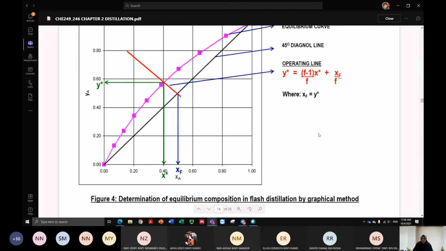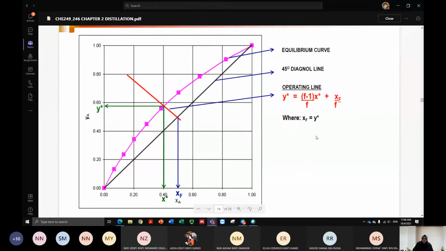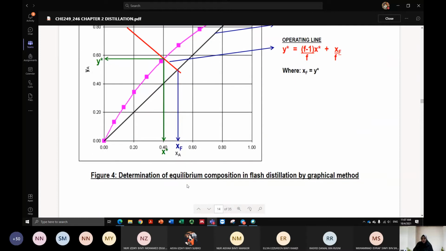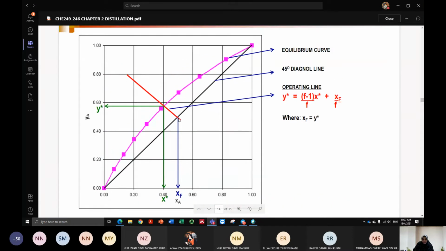So what data do you need? One is the equilibrium data. Two is the information given in the question, which is the mole fraction of component A in the feed stream. You need to know that. So you label the fraction that you have for the A component at the feed stream, and then draw vertically until it meets the 45-degree line. You need to have that line first.